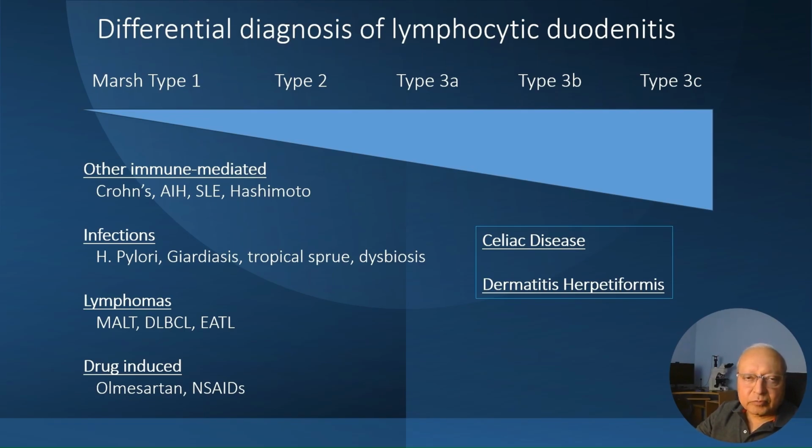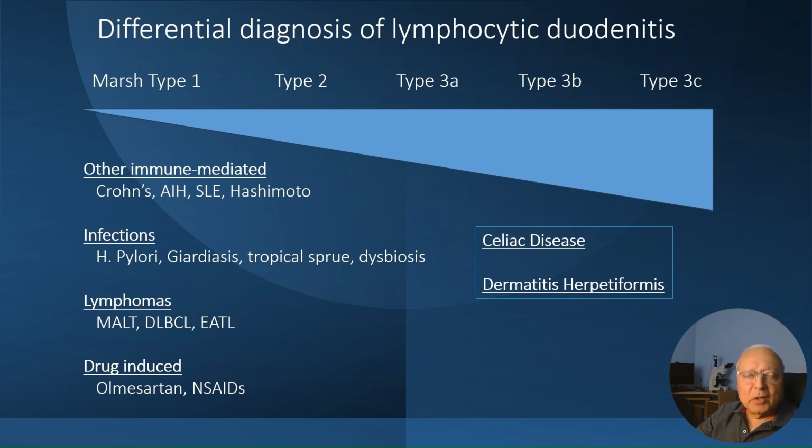So what are the other diseases that come into the differential diagnosis of lymphocytic duodenitis, whether the villi are shortened or not? We have a long list, and this is not a complete list, but some of the important diseases are other autoimmune diseases, other immune-mediated diseases such as Crohn's, autoimmune hepatitis, SLE, Hashimoto's. Some infections, classically H. pylori gastritis, can typically show increased intraepithelial lymphocytes in the proximal duodenum. Giardiasis rarely does, but it's listed.